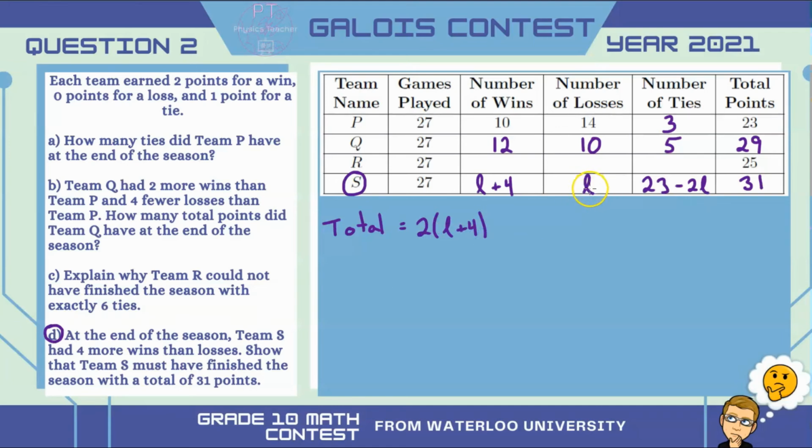For losses, you don't get anything. So that would be L times 0, which is just 0. And for a number of ties, you get 1 point. So that's just plus 23 minus 2L. So let's distribute this too. So we have 2L plus 8 plus 23 minus 2L. That's what our total equals. Well, look at your like terms. We have 2L minus 2L. So they're going to cancel. And we're left with 23 plus 8, which is 31.